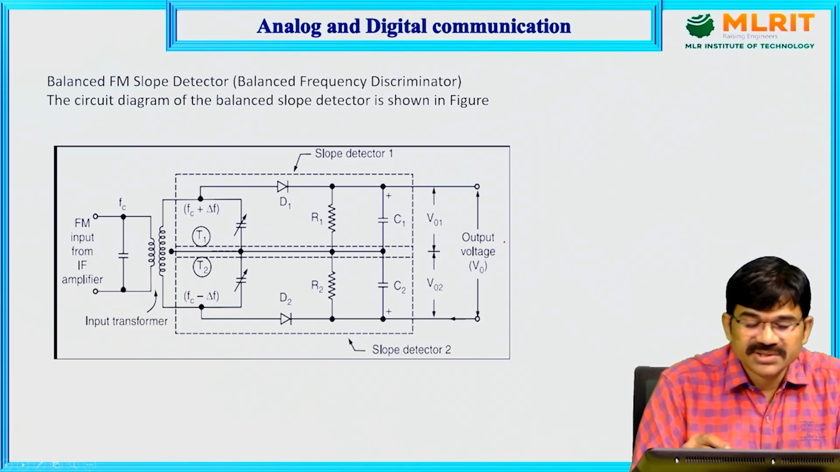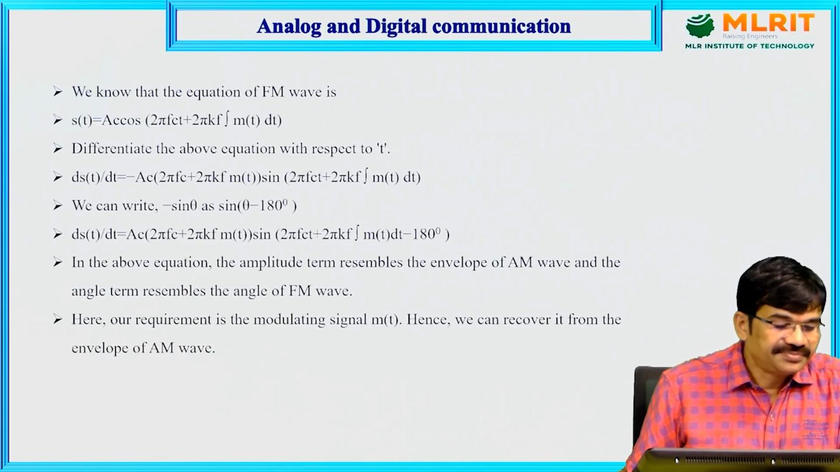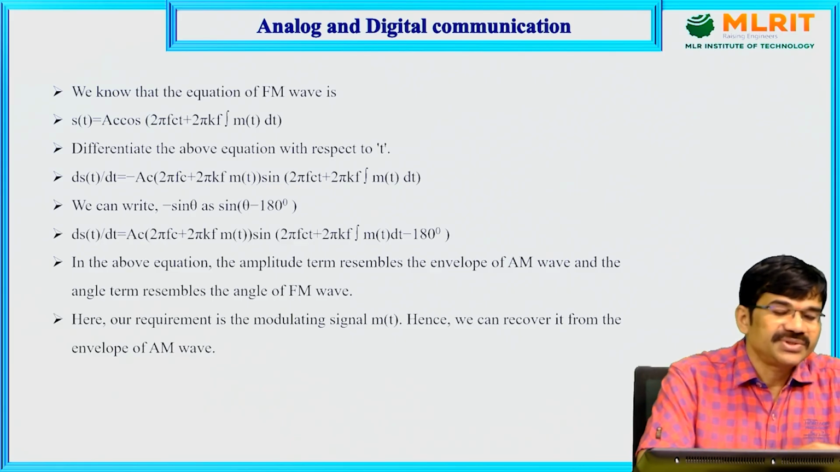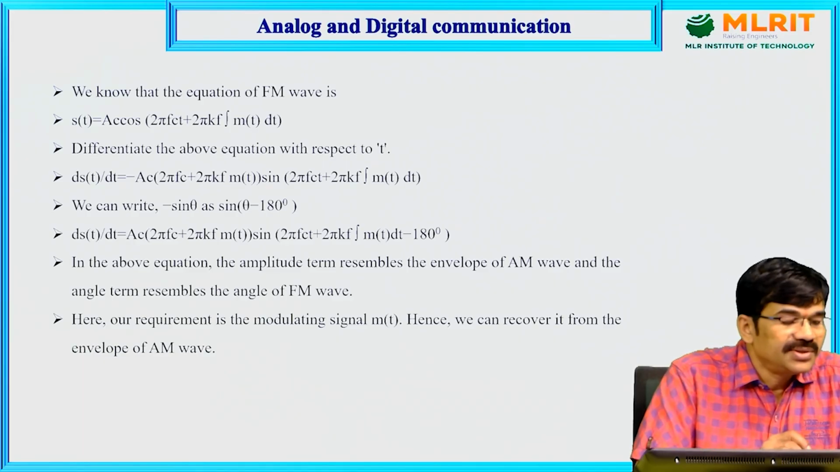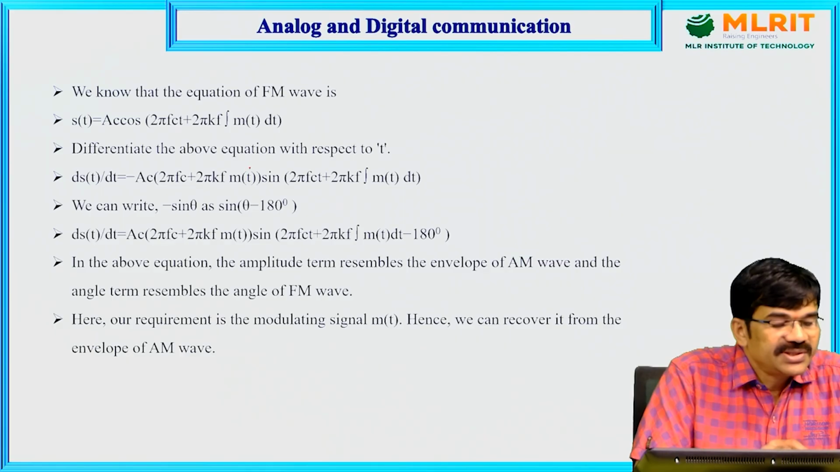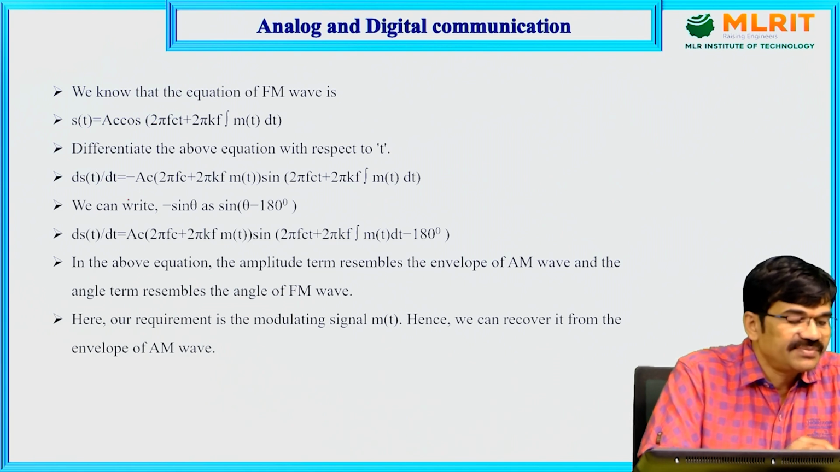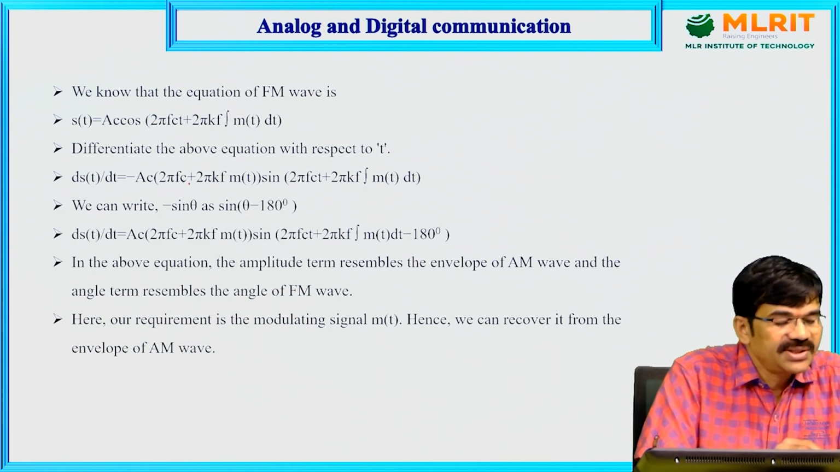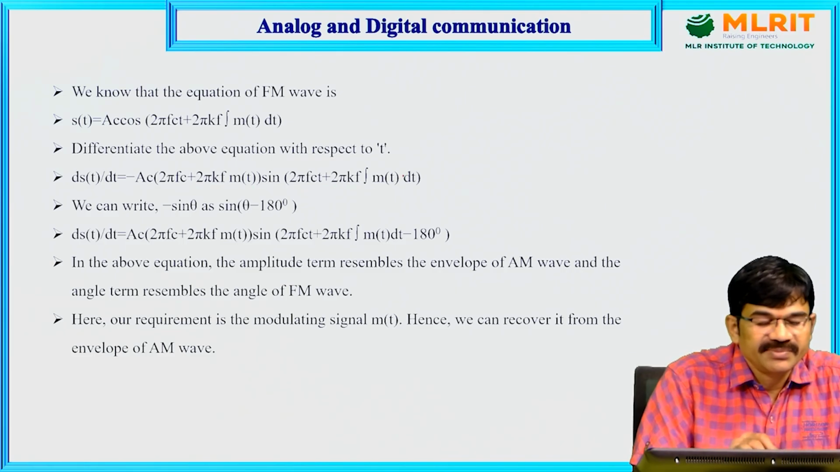So V0 is nothing but V01 minus V02. Here, we know the equation of the FM wave: s(t) = Ac cos[2πfct + 2πKf ∫m(t)dt]. Differentiating this expression with respect to t, ds(t)/dt = -Ac[2πfc + 2πKf m(t)] sin[2πfct + 2πKf ∫m(t)dt].